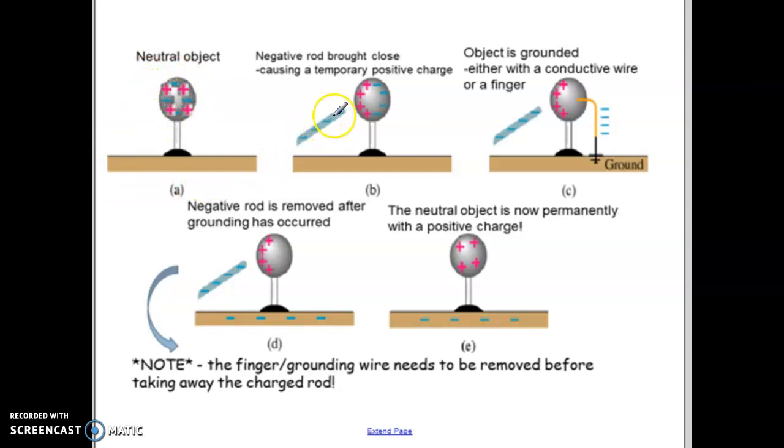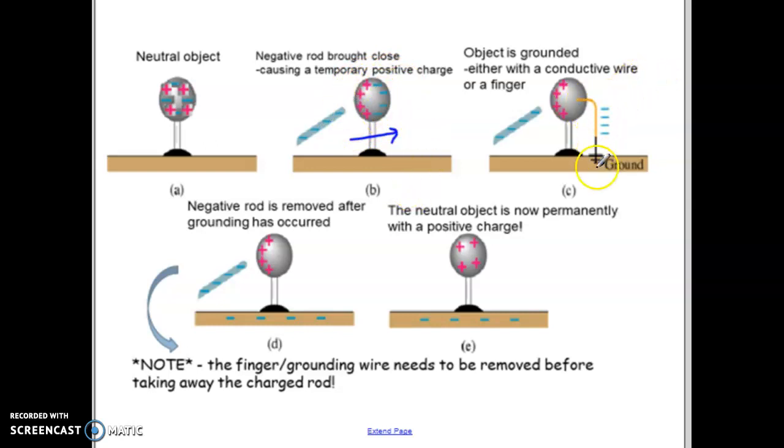Okay, so here we have a neutral object. We bring a negative rod close. Right now, this is temporary, right? The electrons are repelled away from this negative rod, so we have a temporary positive charge here and a negative charge on this side. Now, right now, the electrons are kind of stuck on this sphere. They have nowhere to go.